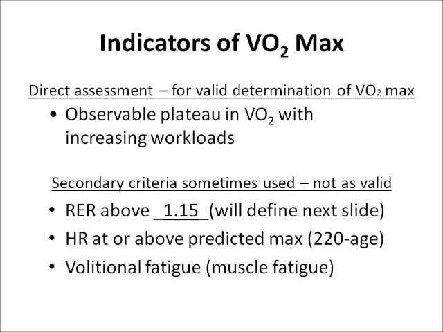RER above 1.15, heart rate at or above the predicted max, which is 220 minus age, and third is volitional fatigue, which is muscle fatigue. The person just has to quit.